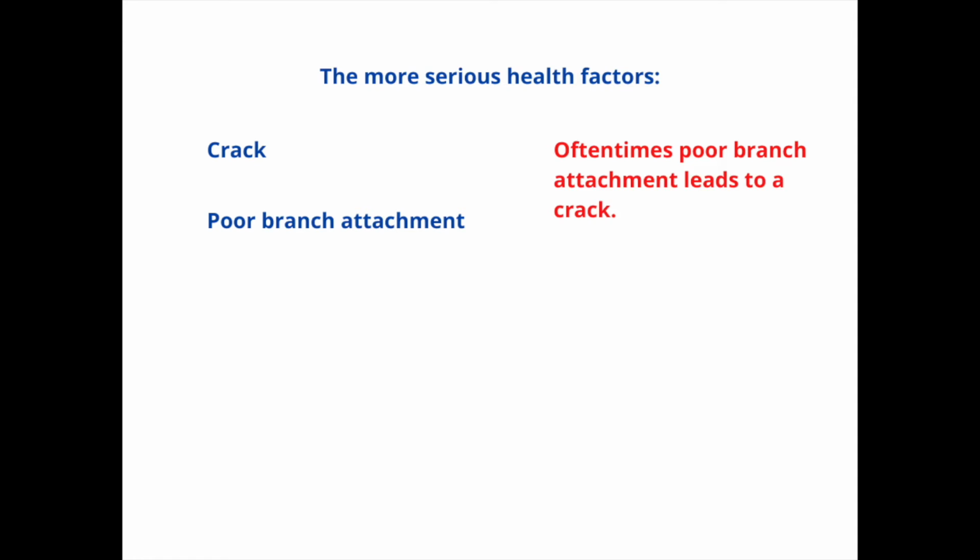If you were to look at a tree that had a lot of health factors that you could possibly note down, the first 2 most important to note down would be crack or poor branch attachment, because when these 2 factors are combined, they can cause the tree to fail very quickly and it can become a hazard.